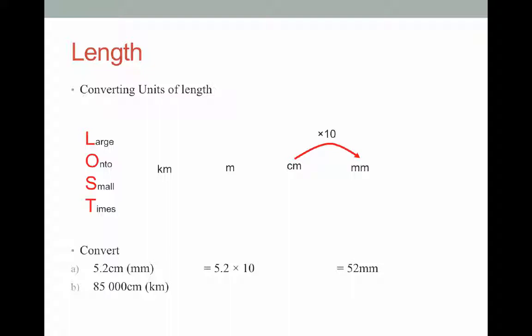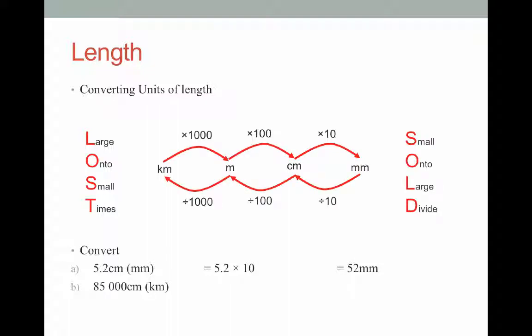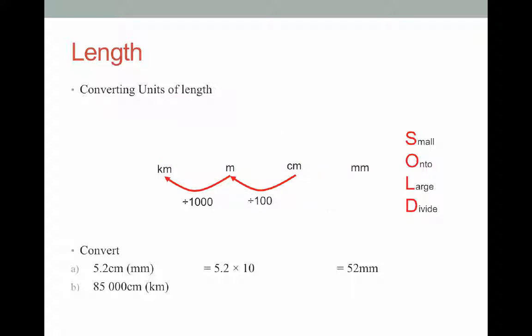What about 85,000 centimeters, and I want to change them into kilometers. Well, I'm going from a smaller unit onto a larger unit, so I'm going to be dividing. But I'm jumping twice. I'm going from centimeters to meters first, then I'm going from meters to kilometers. So I'm going to divide by 100, then I'm going to divide by 1,000. So 85,000 divided by 100 divided by 1,000. We can do this on our calculator or in our heads, and we'll get an answer of 0.85 kilometers. So that's converting, changing from one unit like centimeters into another unit like millimeters.